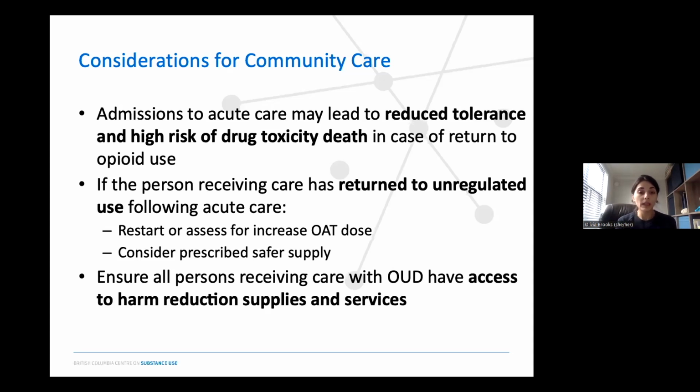If someone has returned to unregulated use after their admission to acute care, like we said, you might want to adjust their OAT dose. If prescribing safer supply is part of your practice, you may want to consider that if that's appropriate for the patient. And make sure that everyone has access to harm reduction supplies and services.